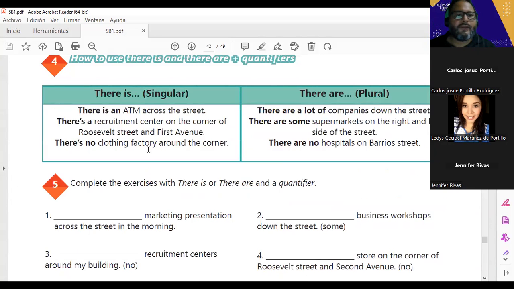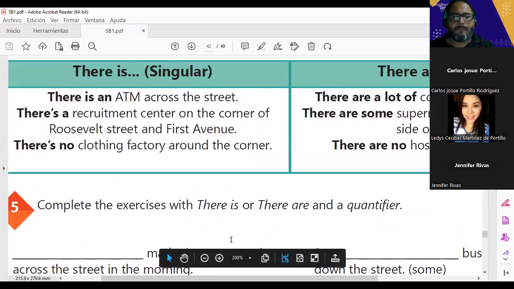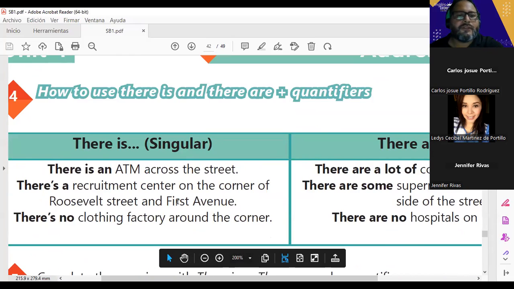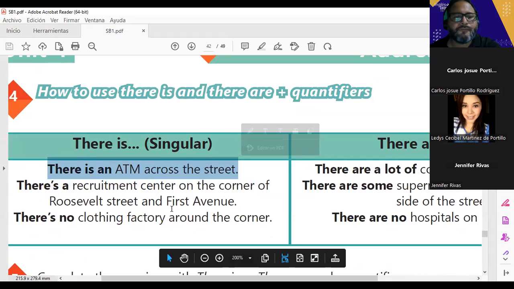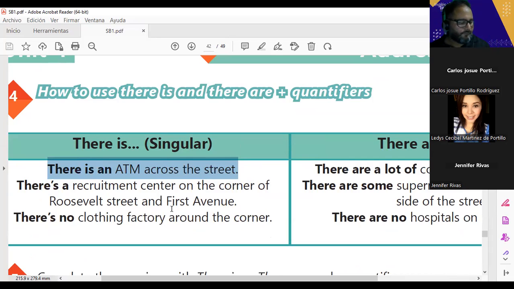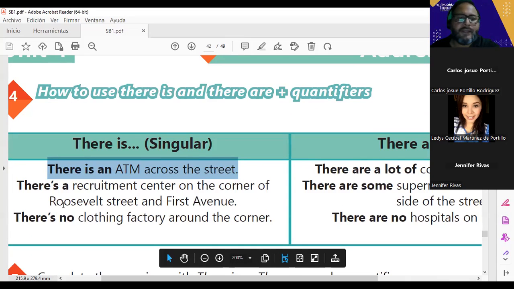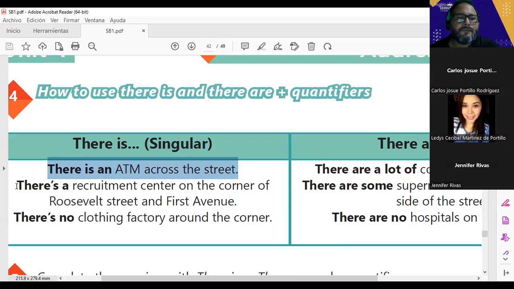I have an expression that is used with singular nouns. Example: can somebody help me to read? There is an ATM across the street. There's an ATM across the street. I hope you are imagining where the ATM is. It's across the street.